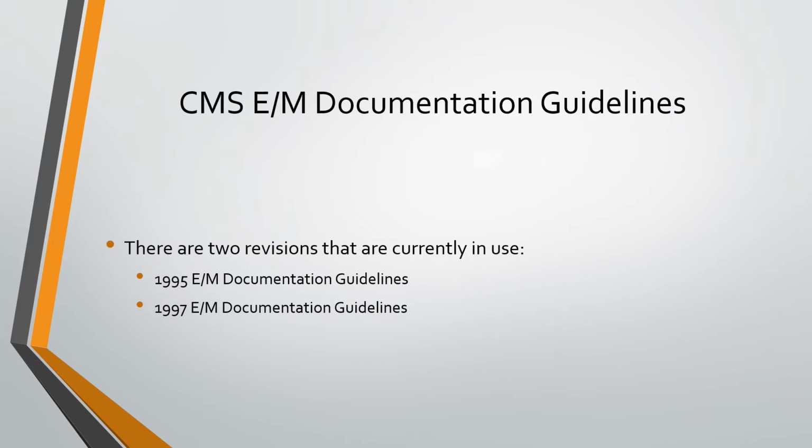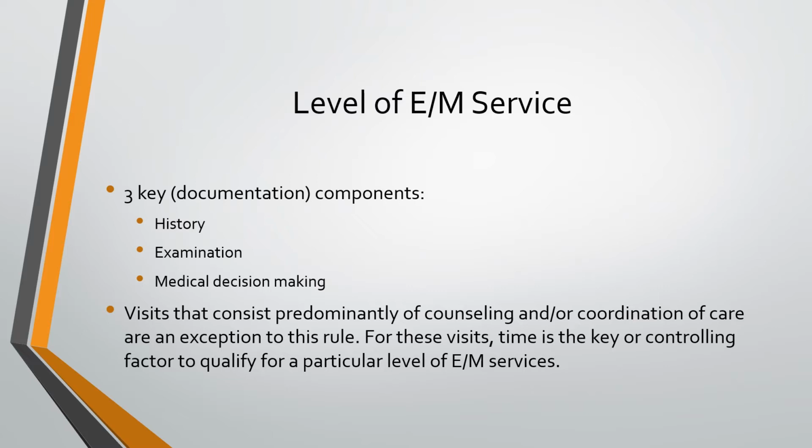So with evaluation and management services documentation, there are two primary guideline documents. That's the 1995 and the 1997 document. They do have differences, and I'll explain the differences as we go through. Determining the level of service from a documentation standpoint includes three different components that they evaluate, including the history, the examination, and the medical decision making. They allow for time-based billing in reference to counseling or coordination of care visits.